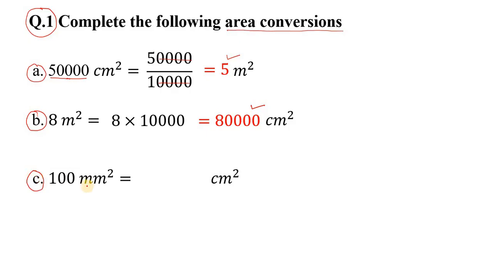Part C, 100 millimeter square converted into centimeter square. So 100 millimeter square divided by 100, because we convert millimeter square to centimeter square. So 100 cancels with 100, and the remaining is 1 centimeter square. Now we have converted 100 millimeter square to 1 centimeter square. Question number 2.